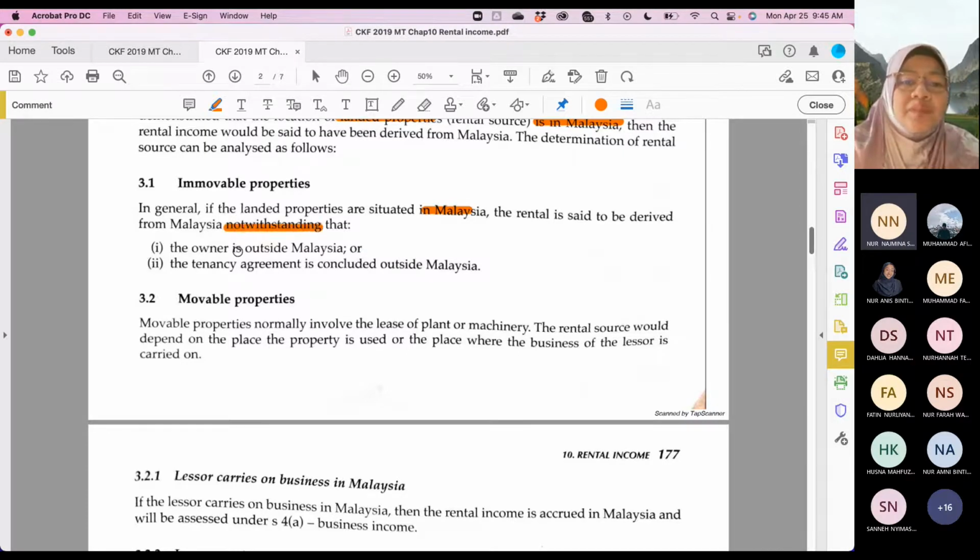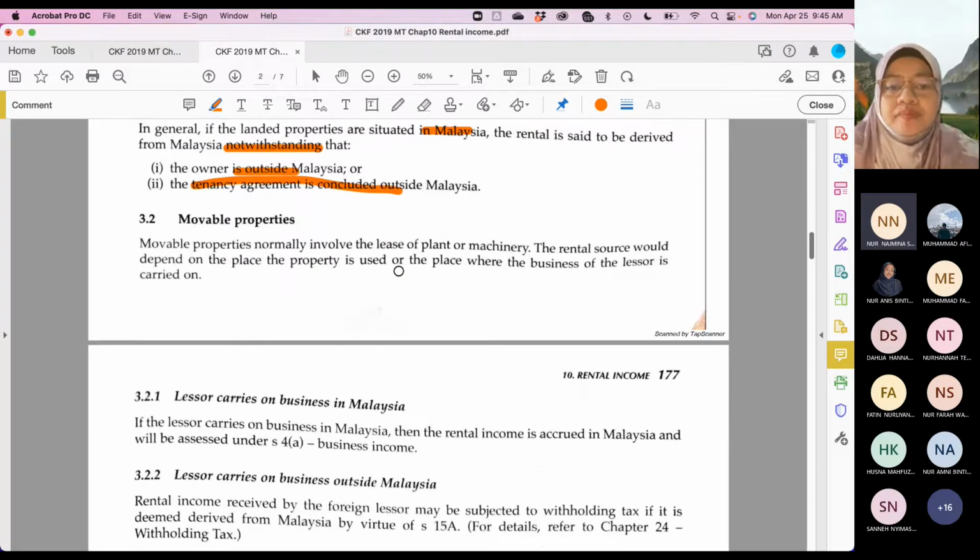whether the owner is outside Malaysia or the tenancy agreement is concluded outside Malaysia. It doesn't matter, it is disregarded. As long as the property is in Malaysia, if the owner is in London or the tenancy agreement is signed in London, the income received by the owner will be taxed in Malaysia because it's derived in Malaysia, based on the property being situated in Malaysia.